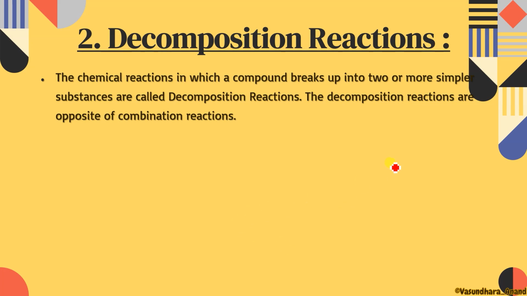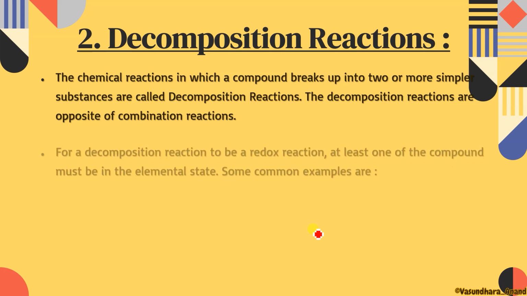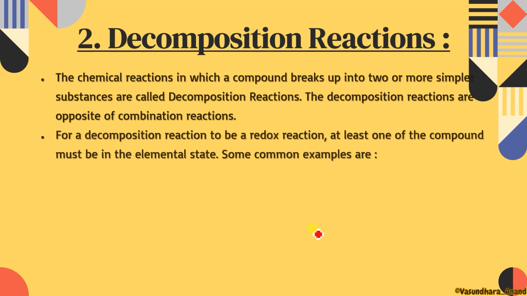The chemical reaction in which a compound breaks into two or more simple substances is called a decomposition reaction. The decomposition reaction is the opposite of combination reaction. We are well known with this fact. For a decomposition reaction to be a redox reaction, at least one of the products must be in the elemental state. Then only it is possible, otherwise it won't be.